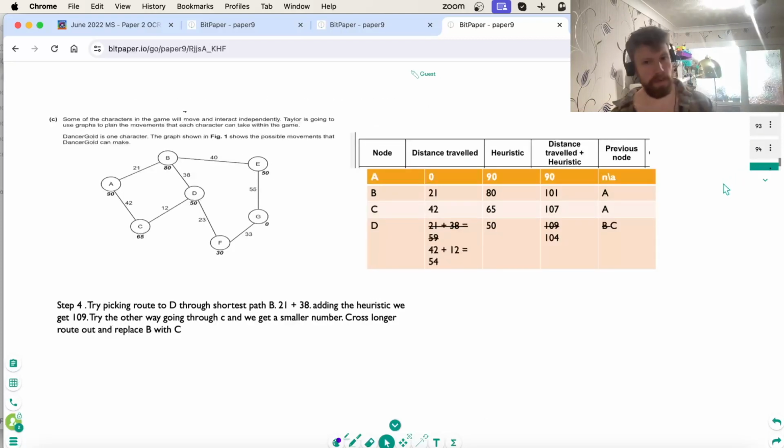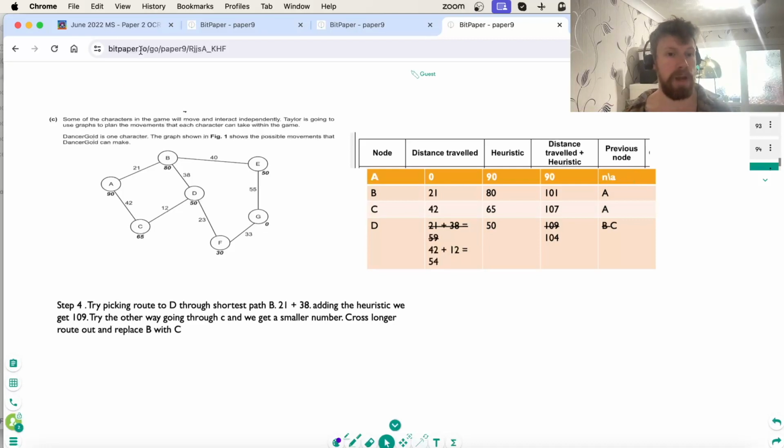Where it gets a little bit complicated now. If you get those parts, you can definitely grab yourself a mark per row: a mark for locating the start node, putting in the distance travelled, which is always going to be 0 at the start node, the heuristic, just the thing underneath it, and adding them together, which is just going to be the heuristic, and the previous node is just blank or not available. Okay, that gets you a mark.